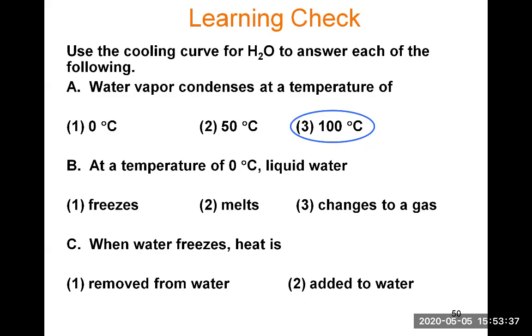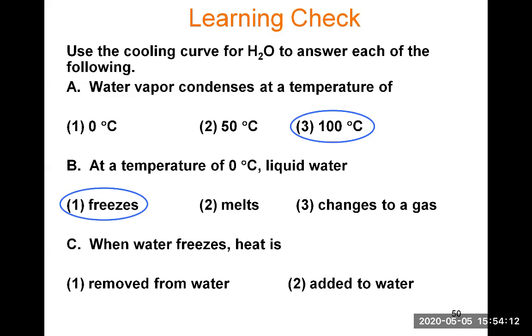So at 0 degrees Celsius, liquid water. We start with liquid, and it's 0 degrees Celsius. 0 degrees Celsius is the freezing point or melting point of water. And here, because we start with liquid water, we can call it the freezing point. And it will freeze, right? Become solid, because 0 degrees Celsius is both the melting point and the freezing point of water.